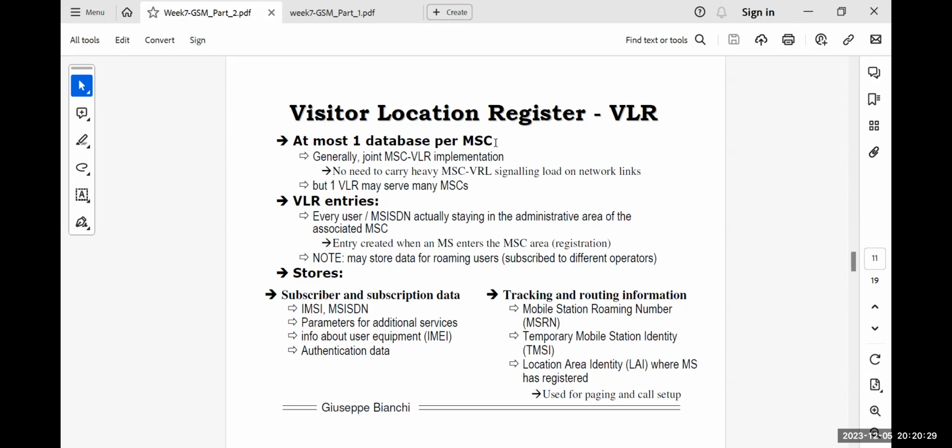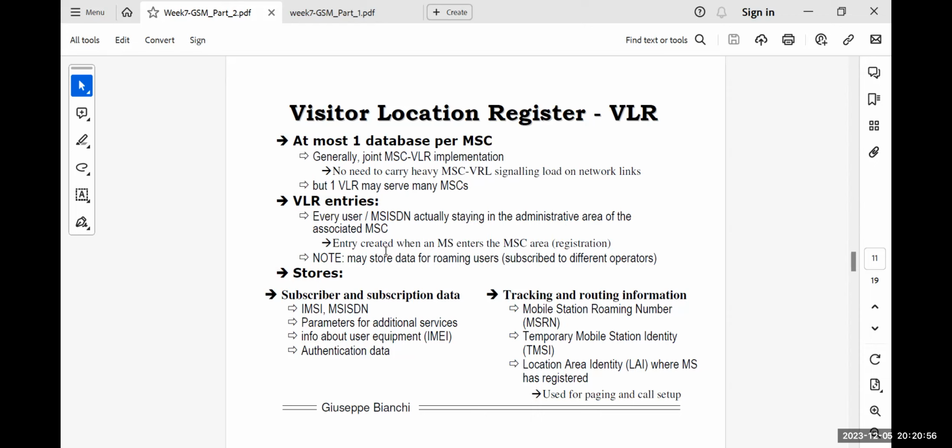So this is the difference between the VLR and the HLR, and it is generally a joint MSC/VLR implementation. There is no need to carry heavy MSC-VLR signaling load on network lines, but one VLR may serve many MSCs, right? So at most one database per MSC, but one VLR may serve a number of MSCs. What are the VLR entries? Every user, or your mobile phone number, staying in the administrative area of that associated MSC.